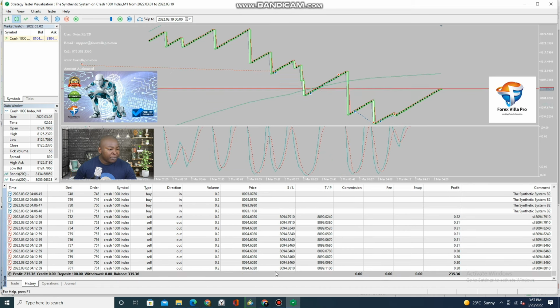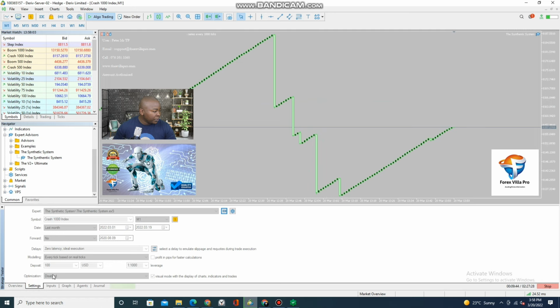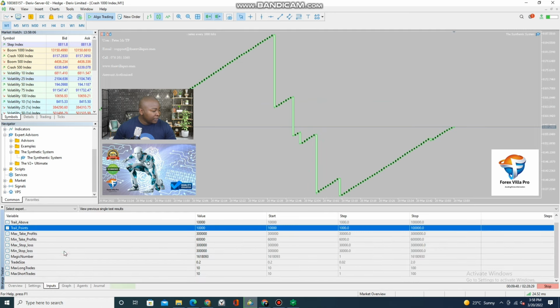Because I believe this is very important. So we started with how much? Let's go to where we started. We started with 100 USD. You can see that the input settings are still the same.